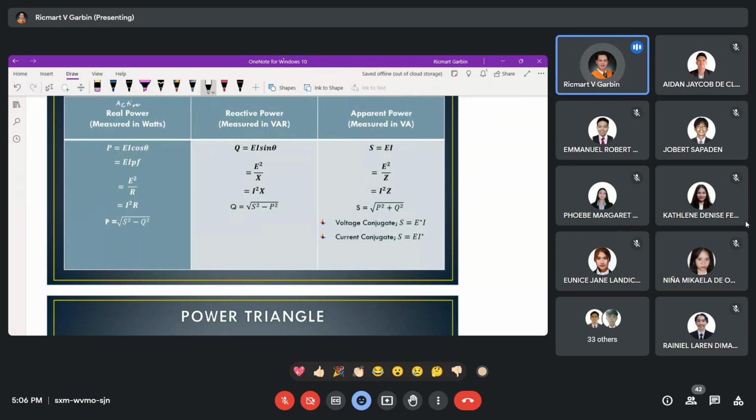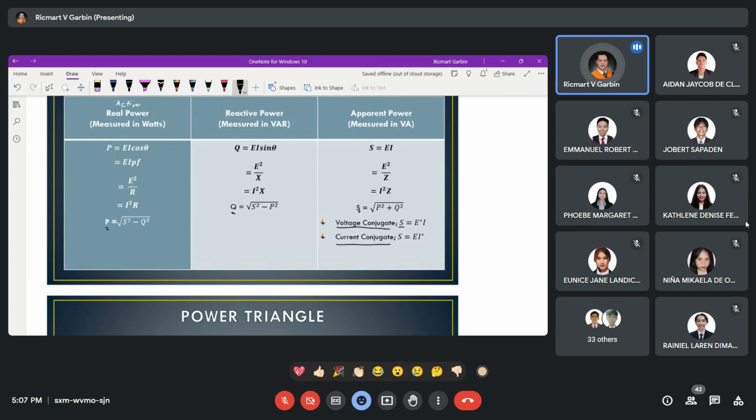Then, apparent power measured in VA, S is equal to EI, then E squared over Z, then I squared times Z, then S is equal to the square root of P squared plus Q squared. So, take note, ito ay mga magnitude lang ng ating power. Kapag ito ang pinag-usapan natin, yan yung naka-square root na yan ay naka-magnitude. Tapos may tinatawag tayong voltage conjugate for solving the value of the apparent power, which is E conjugate times I, saka yung current conjugate, which is EI conjugate naman.